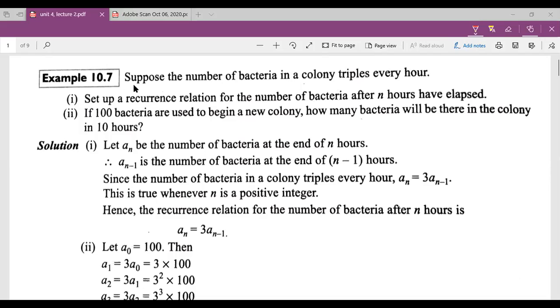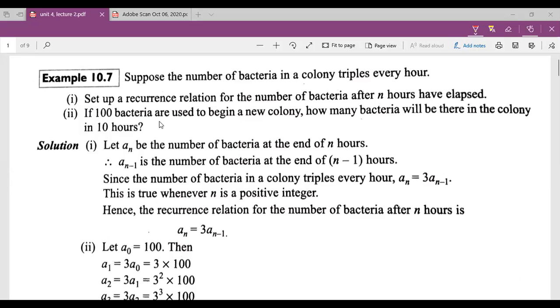So, first problem: suppose the number of bacteria in a colony triples every hour. In the first question, set up a recurrence relation for the number of bacteria after n hours have elapsed. Second question: if 100 bacteria are used to begin a new colony, how many bacteria will there be in the colony in 10 hours?